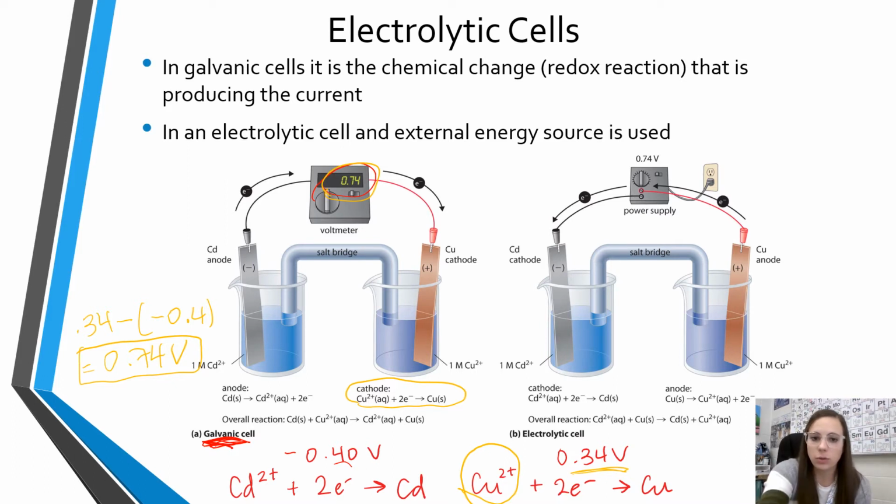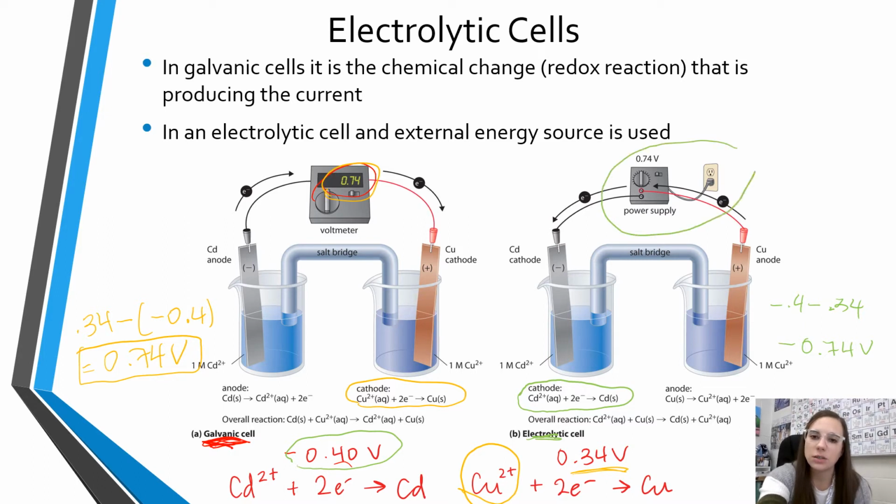So that's our voltage that's produced in our galvanic cell. Now I want you to look at the right-hand side, at our electrolytic cell. Look what's being reduced. Cadmium is being reduced, which has a lower reduction potential. So when we calculate cathode minus anode here, we have negative 0.4 minus 0.34, so we get negative 0.74. This reaction is not going to occur spontaneously. We have the thing with the lower reduction potential being reduced, but we're forcing it to occur by having an external input of energy.